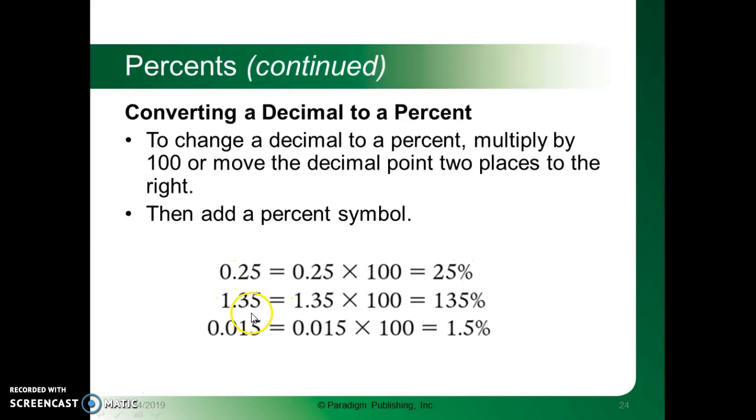1.35, 2 spaces to the right would give us 135%. 0.015, 2 spaces to the right would give us 1.5%. Or like we said, either multiply that by 100.